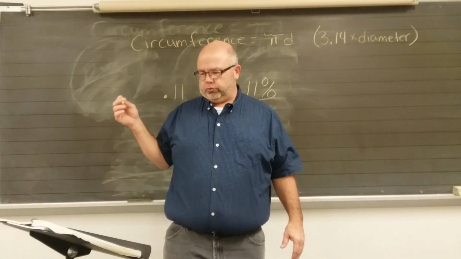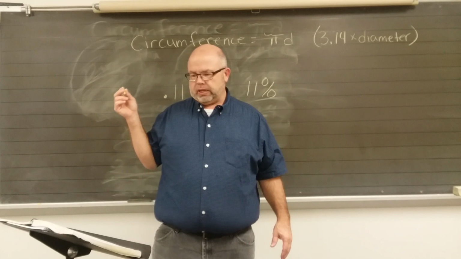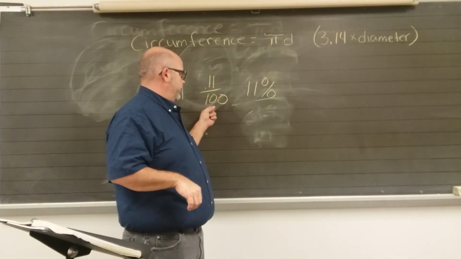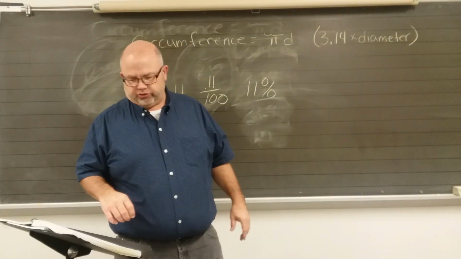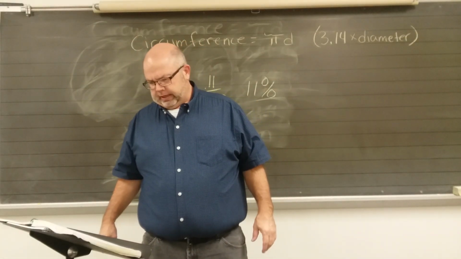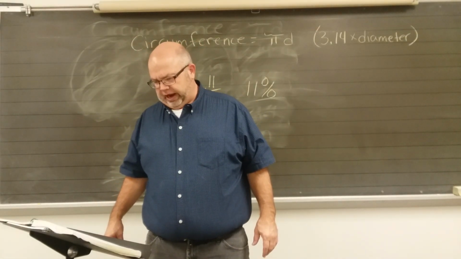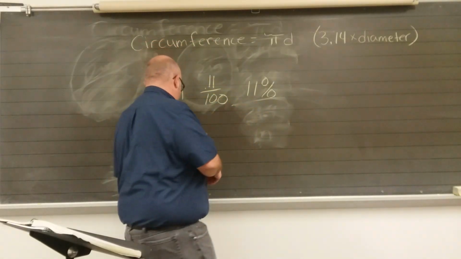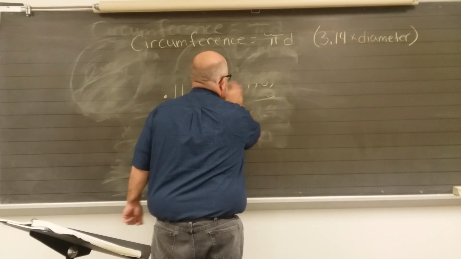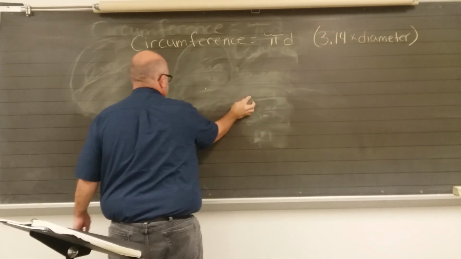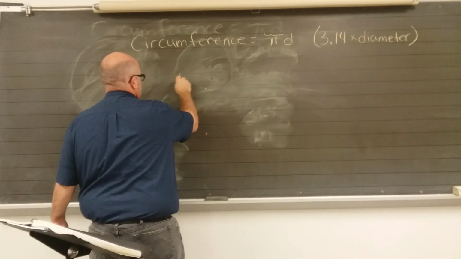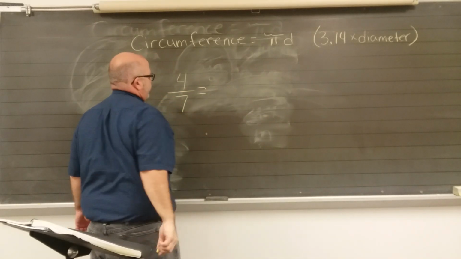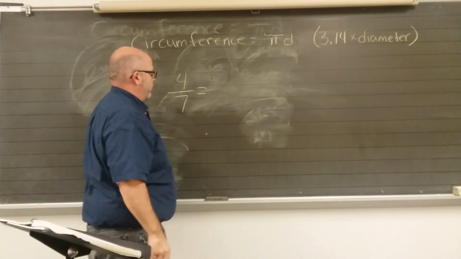So what do you do if you have a fraction that doesn't have a denominator of 100? What do you do to figure out the percent of a fraction? So something like this, 4 over 7 equals what percent?